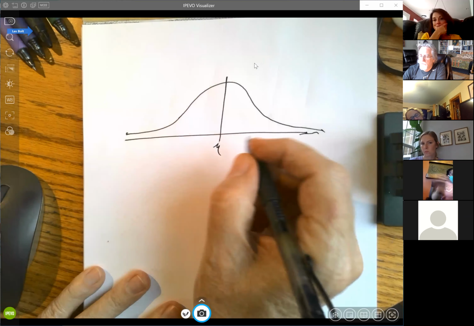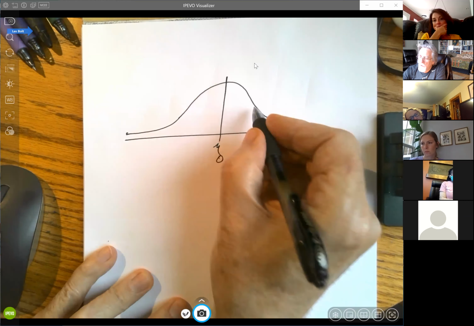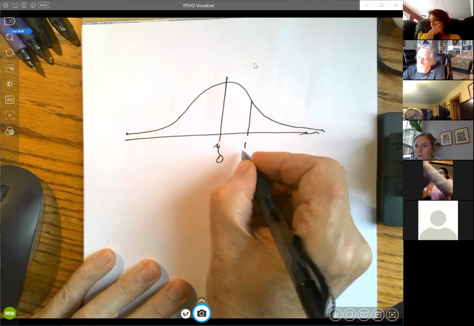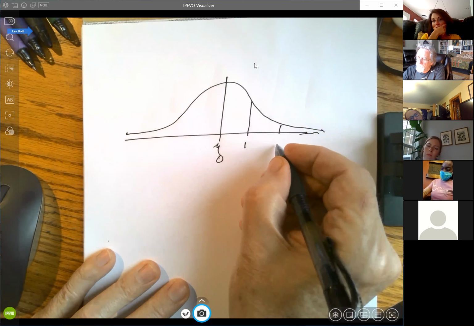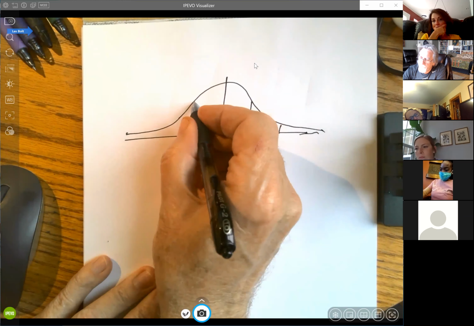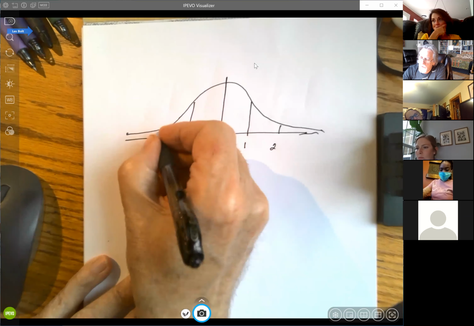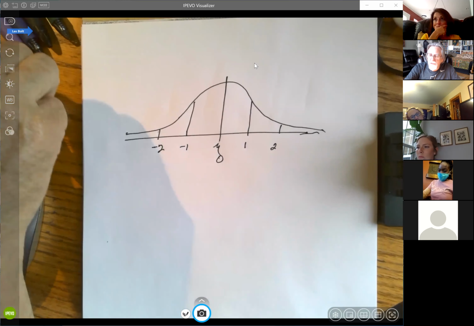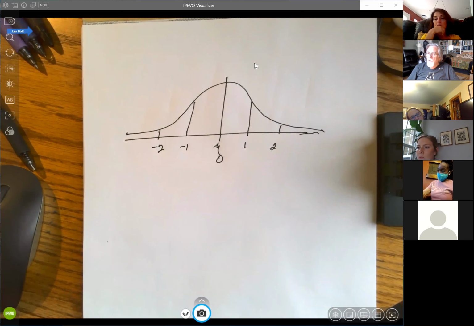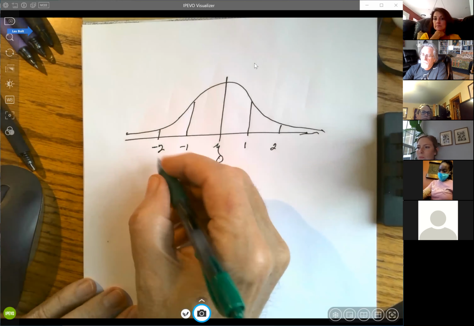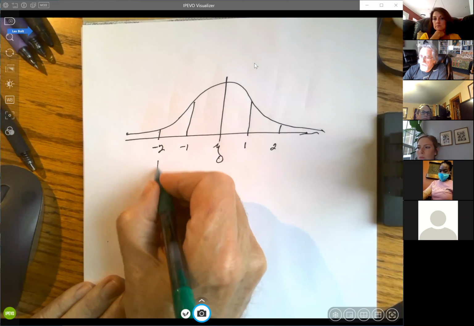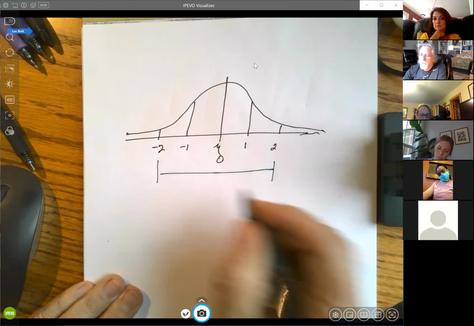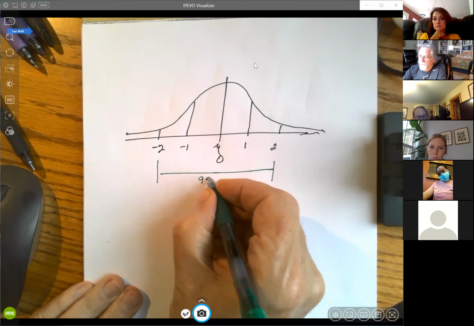This is the mean value, and this is 0, z-scores. Go up plus 1, up plus 2, down minus 1, down minus 2. Now, the area, the space in between plus 2 and minus 2 represents 95% of the space.